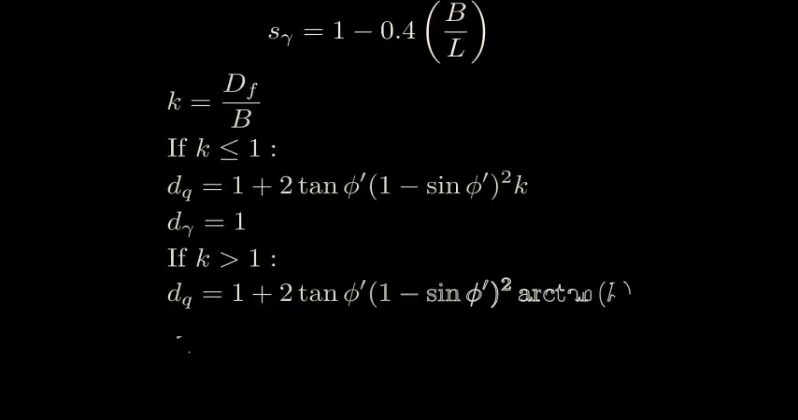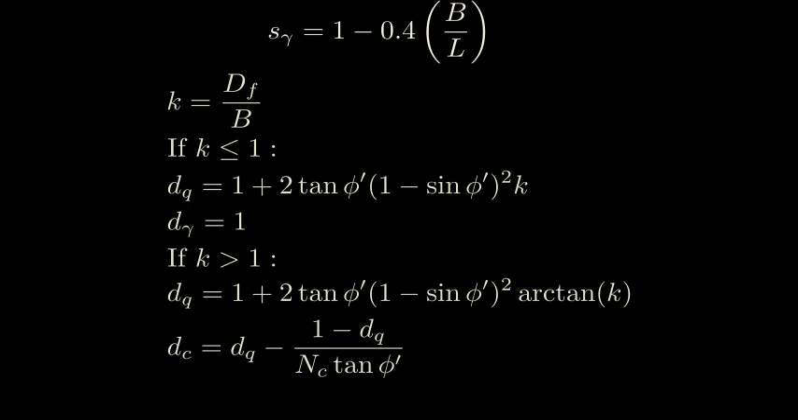Depth factors account for soil resistance above the foundation. Let K equal D over B. When K is less than or equal to 1, D sub Q equals 1 plus 2 tan phi prime times 1 minus sin phi prime squared times K, while D sub gamma equals 1. When K exceeds 1, we use an arctangent function and adjust D sub C to stay consistent with cohesion contributions.